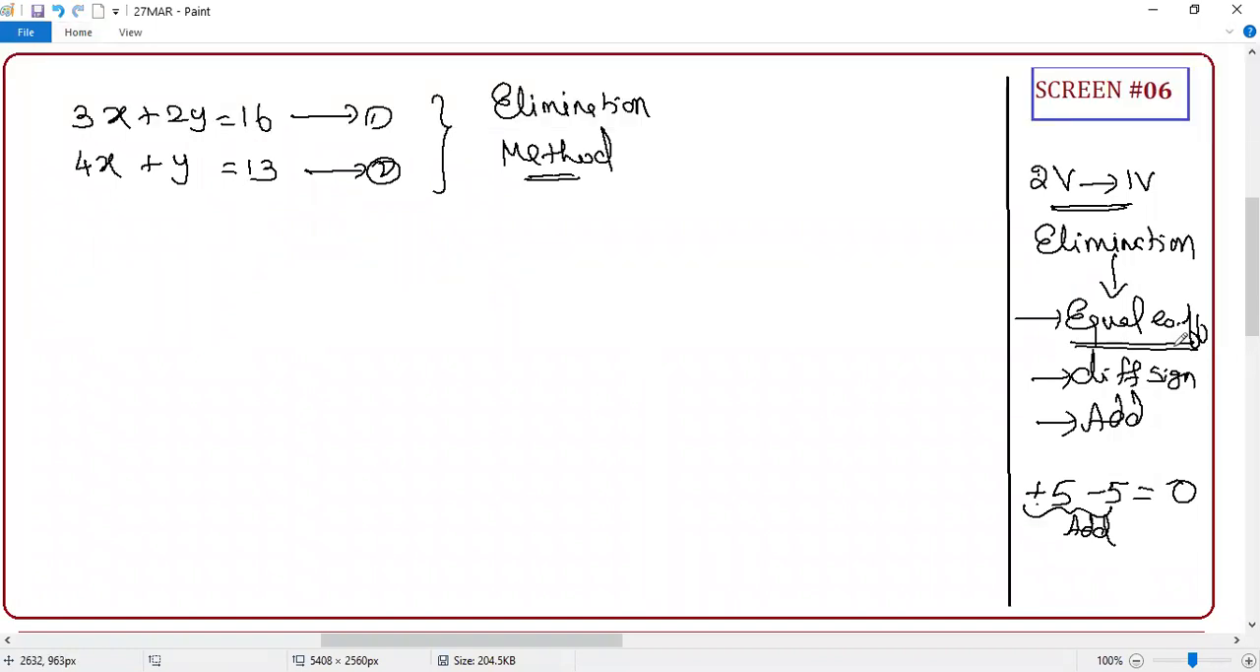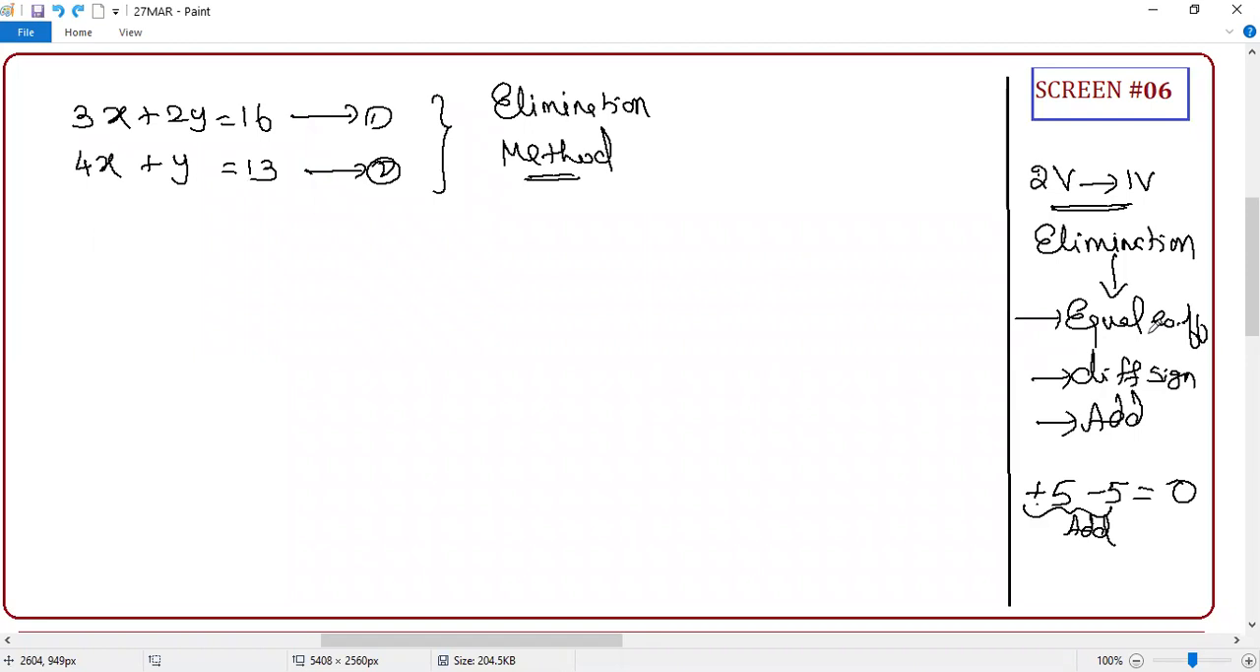Objective is what? I want to make an equal coefficient. Check whether x or y have equal coefficients. No. Am I right or not? Someone please respond. Equal coefficient or not? They are not equal coefficients. Correct or not? So now the question is, how to make an equal coefficient?